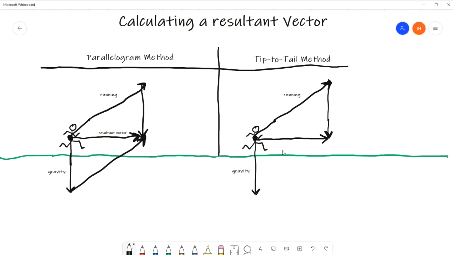You can see that no matter which method I used, I ended up with the exact same resultant vector, 4 to the right. Really, what both of these methods are doing can be shown mathematically. They're just adding vectors, adding the components. What are the components of gravity? It's 3 down. What are the components of my running vector? It is up 3. So I have 3 down plus 3 up, and it went to the right 4 units, so plus 4 right.